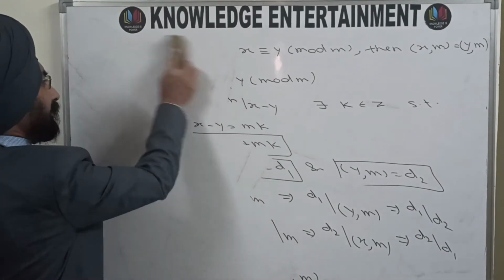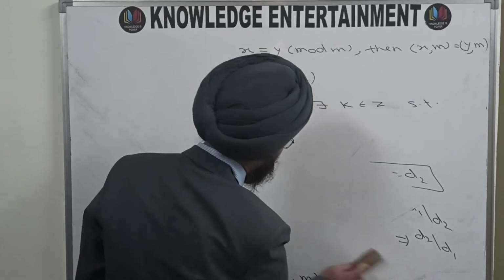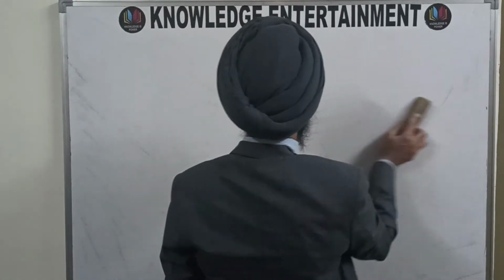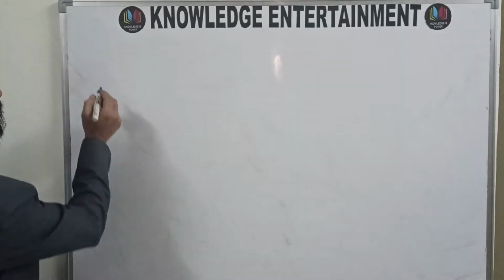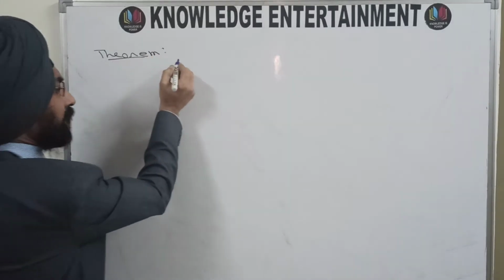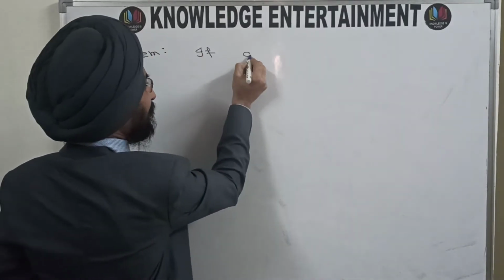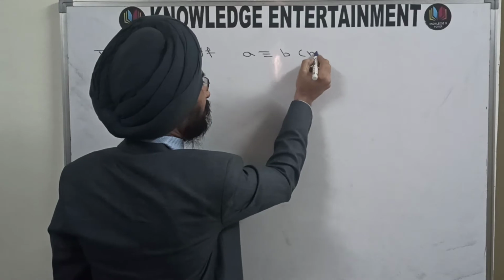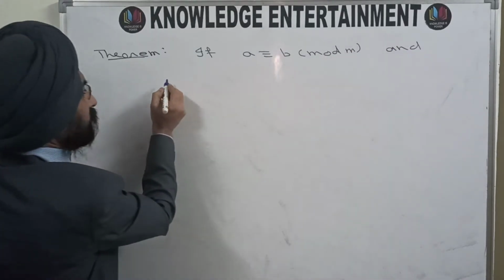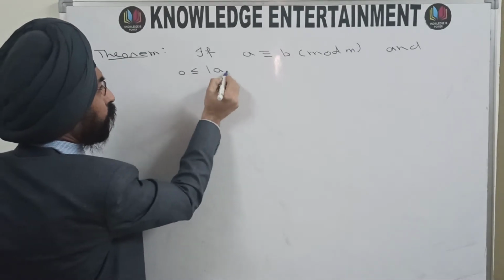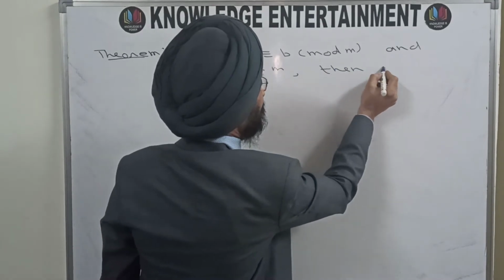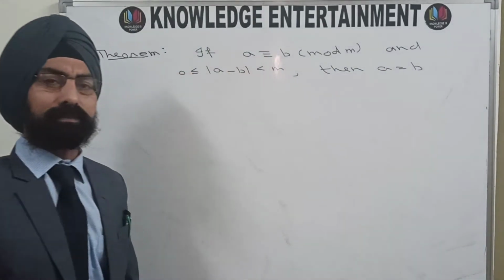What does the next theorem say? Since we are doing GCD, definitely it will be related to the GCD. Write down the statement and then we will move on to the proof. The statement is: if A is congruent to B modulo M and 0 is less than or equal to mod of A minus B is less than M, then A and B are the same.